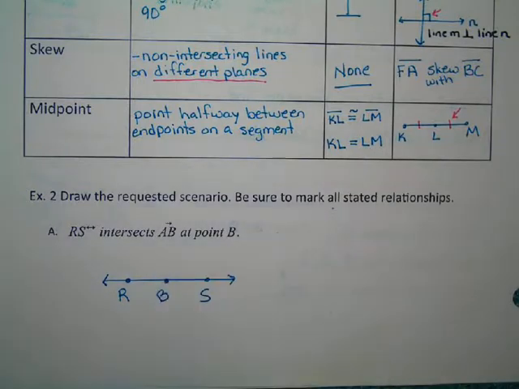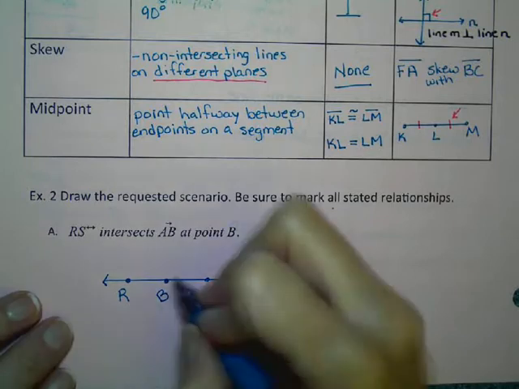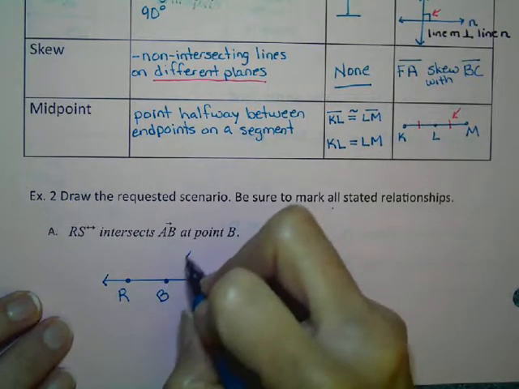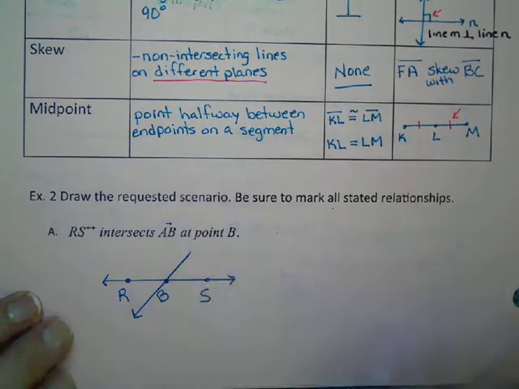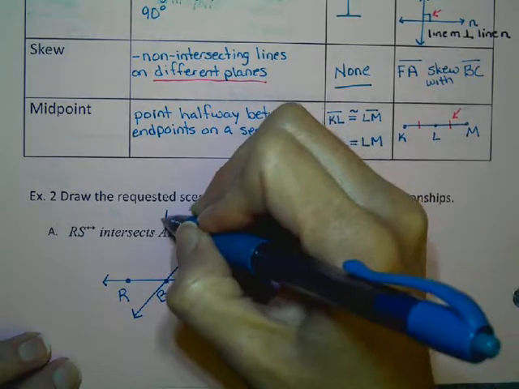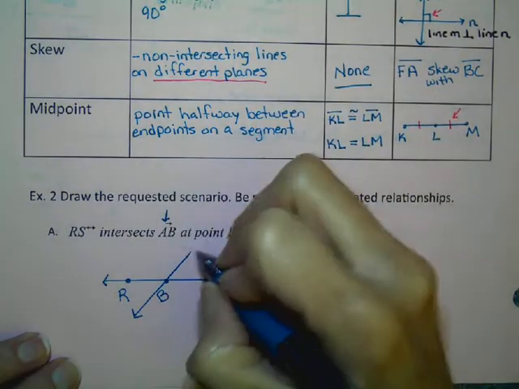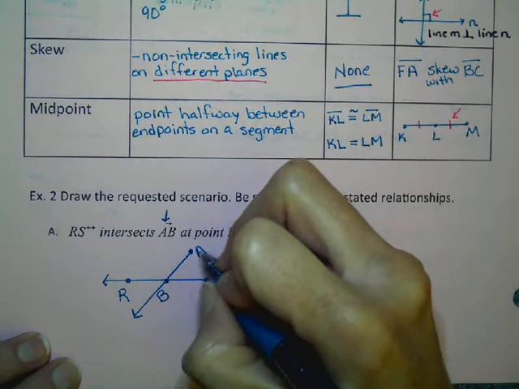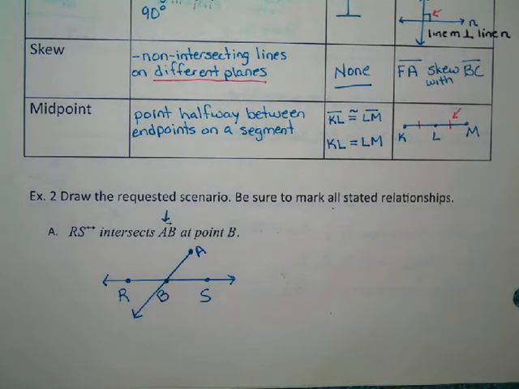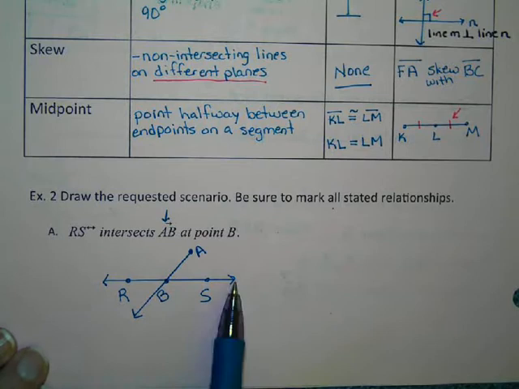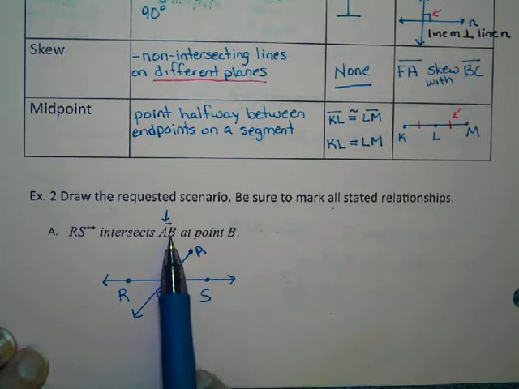Okay? And since it has to be ray AB, A comes first, so that has to be the starting point. Now you could draw that going a different direction, but the two have to intersect at point B, and this one has to be a line with arrows on both ends, and this one has to be a ray with the starting point of A. So like that.